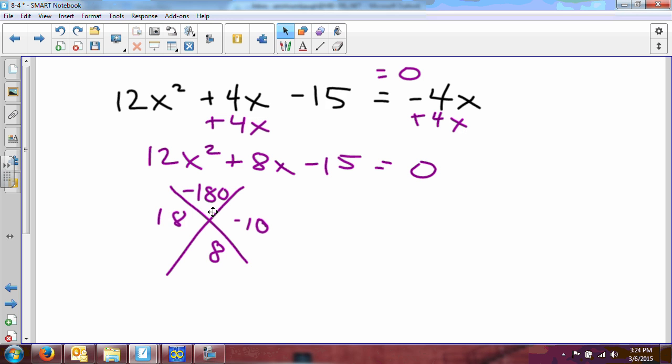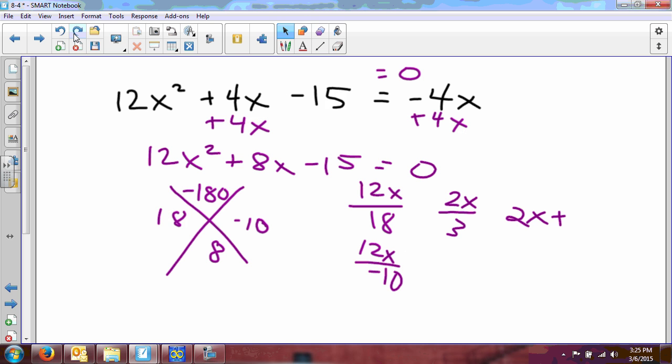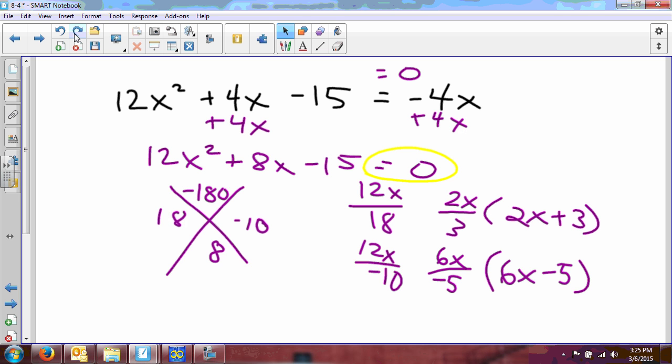18 times that, and then subtract. So we're good. So we're going to take our 18 and take our negative 10. What goes on top? Well, it's our 12x right here. 12x, 12x. Our fractions will reduce. 12 over 18 becomes 2/3, so 2x plus 3. 12 over negative 10 becomes 6 over negative 5, so 6x minus 5. Now, we are not done, mostly because of that little feller right there.